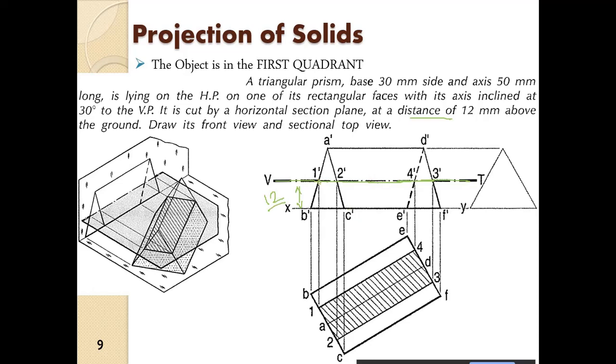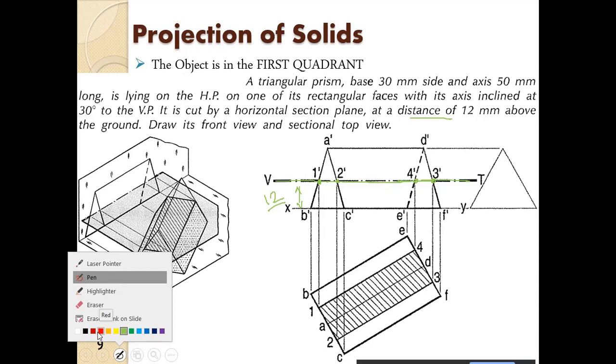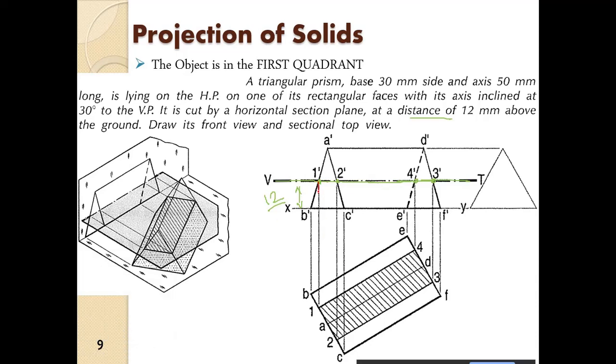Now we get the points 1, 2 and 3, 4, and we project them below here. Now we get the points 4, 3, 2, 1, and that means we get these points, and we can draw the plane of intersection here.